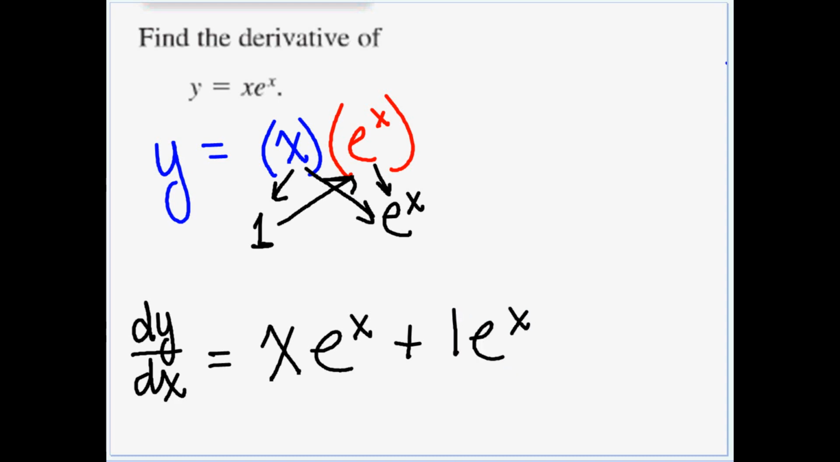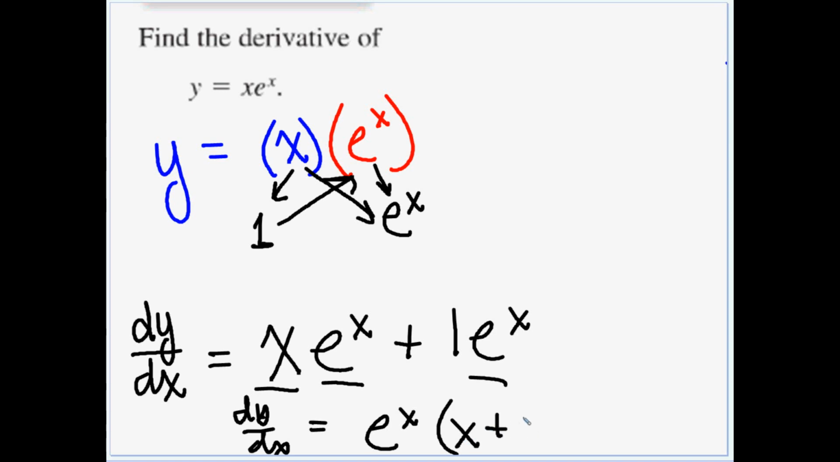Now we could leave our answer like that, or we can see that there is a common e to the x to each term. Let's factor the e to the x out, and that'll leave an x plus 1. X plus 1. And it's derived and simplified as far as we can go.